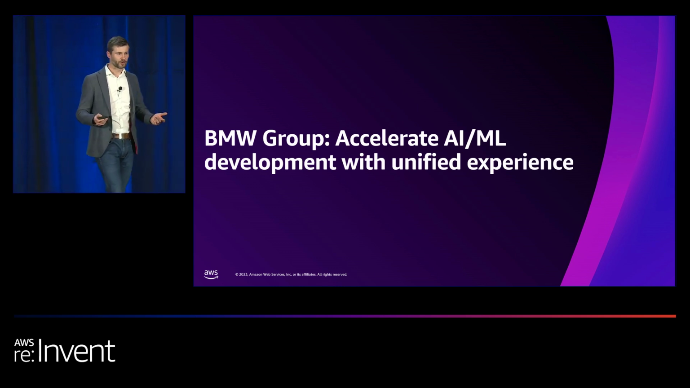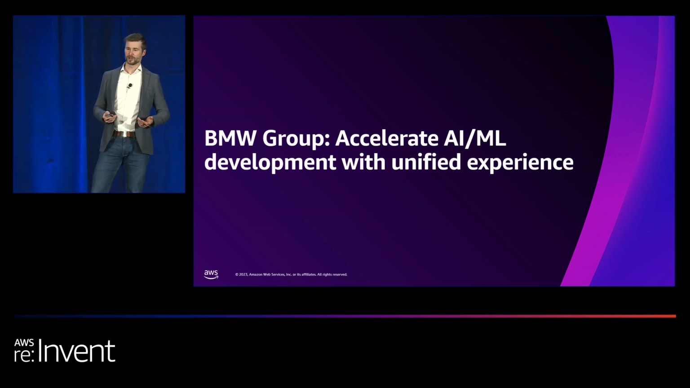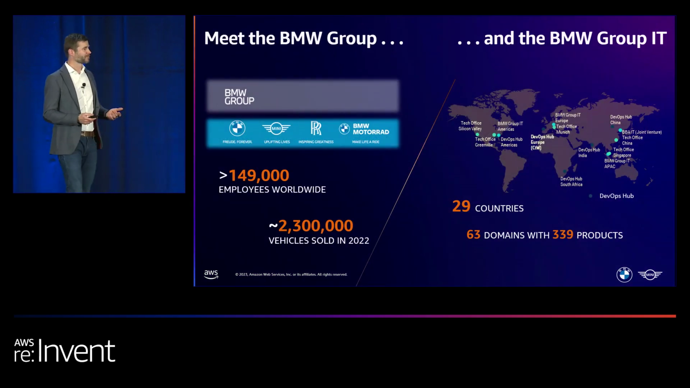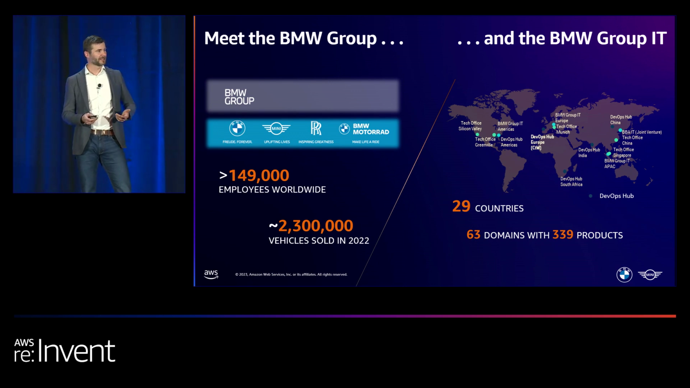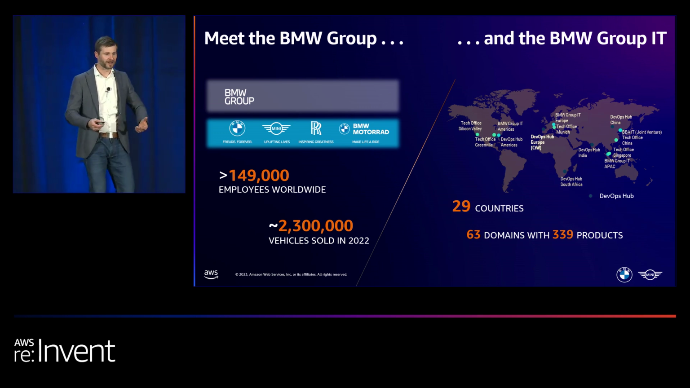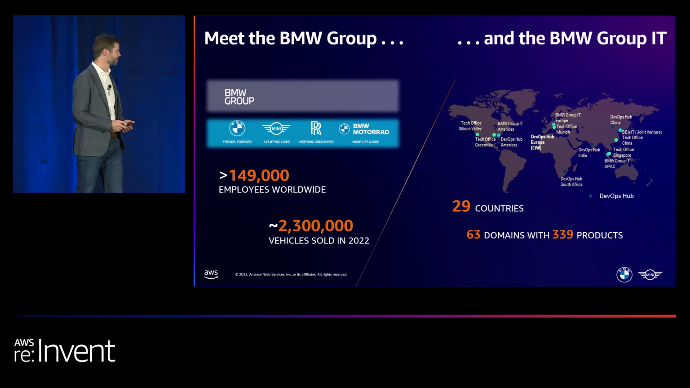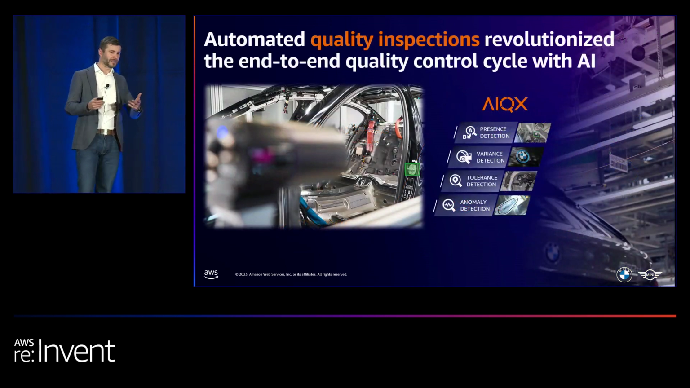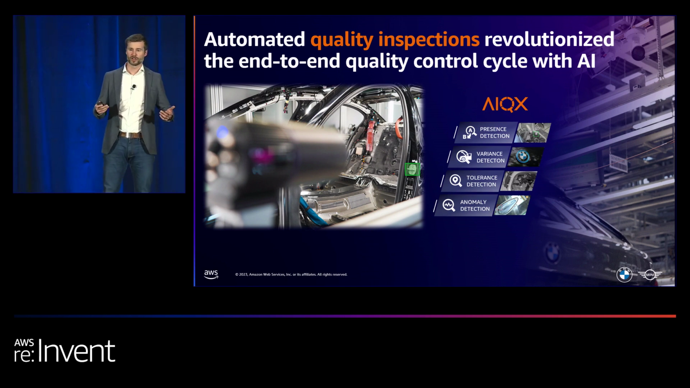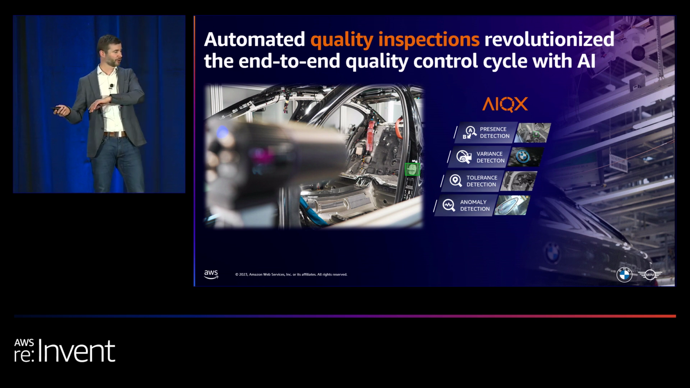So at BMW Group, my team is responsible for building and providing the AI and machine learning platform services. And we're working a lot with different business segments to help them build the actual AI solutions. For example, there's one team we work really close with. They're responsible for the automated quality inspections in our worldwide plants, so as well in Spartanburg.